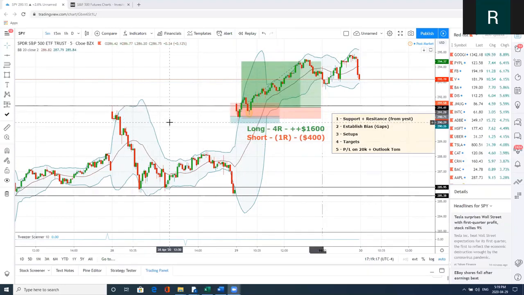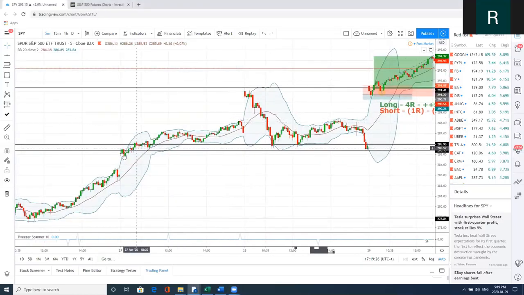I want to focus on psychology with you guys, okay? And understanding who's trapped at the open. So let's go back to yesterday. On yesterday, with this gap, the bulls were controlling the market and they had gapped up and they were up on their profits. So as they move their stops up and they get triggered, we have a flush coming down.